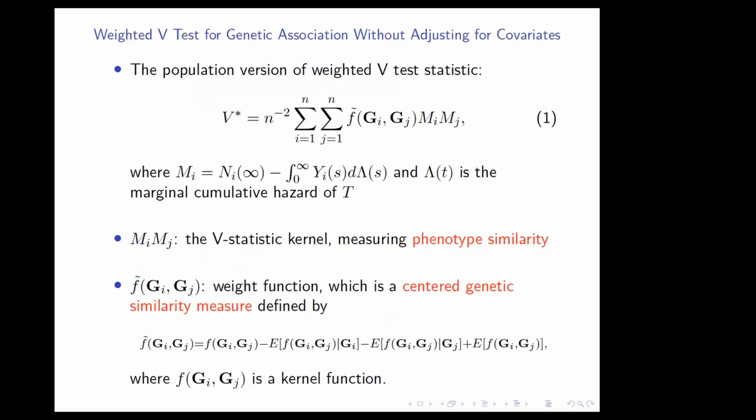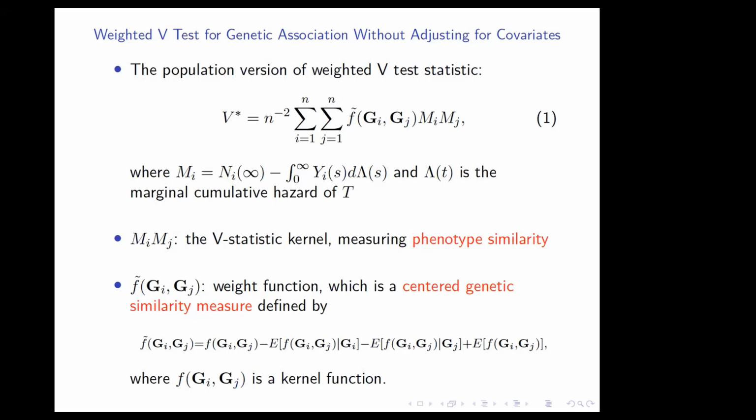First, we developed a weighted V test for genetic association without adjusting for covariates. This test is based on this weighted V statistic. This is a population version because it involves some unknown parameters. In this weighted V statistic, M_i is the martingale residual, and M_i times M_j is the kernel of this weighted V, a phenotype similarity measure. And this F tilde of G_i, G_j is the weight function of the weighted V.